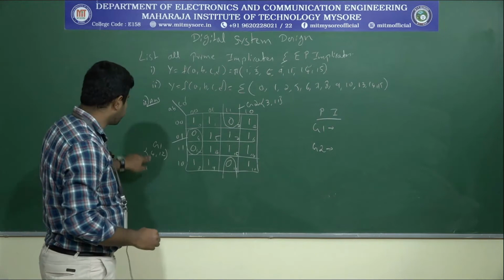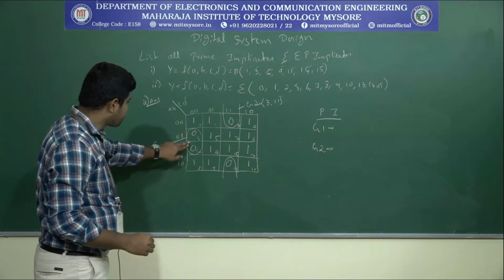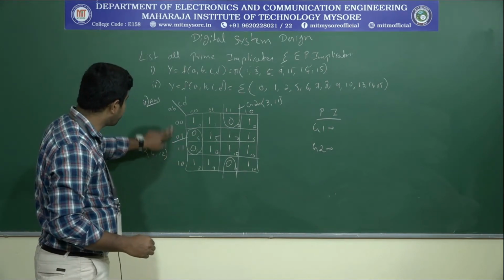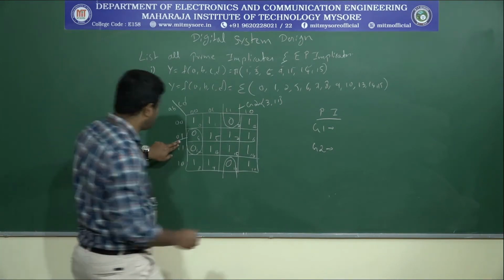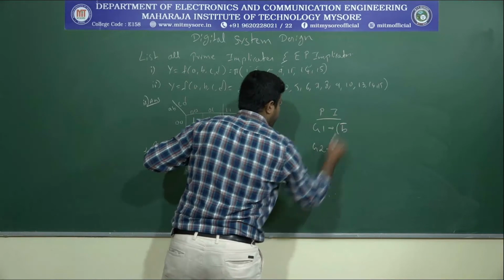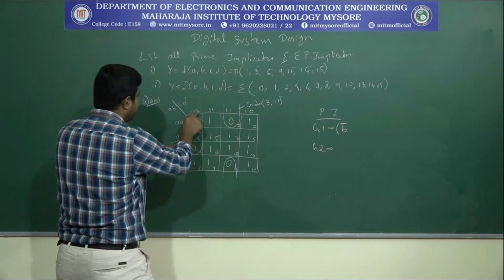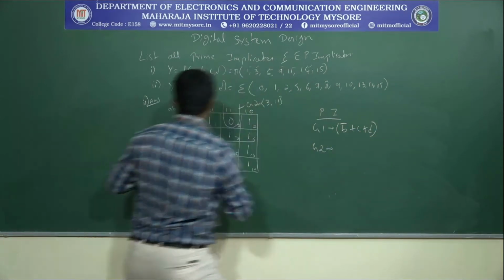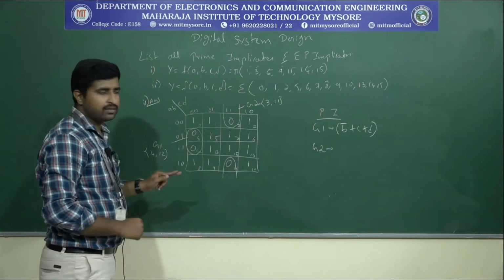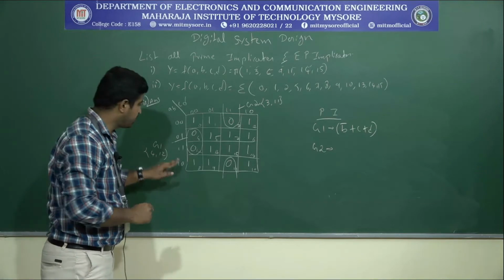Okay, so what is the G1 expression? If you look at A and B, that is 0, 1, so A changes over and the remaining will be B, that means B bar. Next, if you look at C and D, so that is B bar plus C plus D, because 0, 0 implicates, so there is no complement over here.